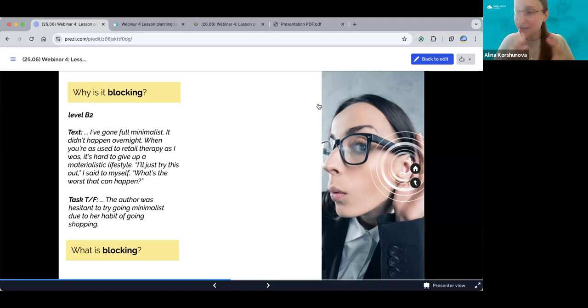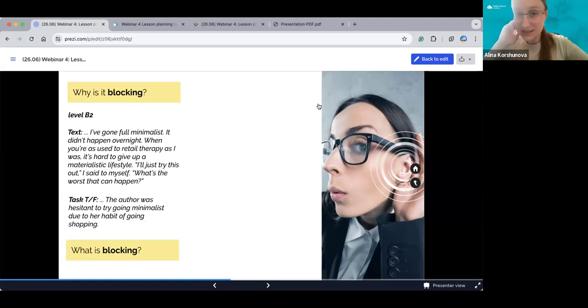So blocking vocabulary, we know that that's vocabulary that we teach before we give our students a text. That's vocabulary that prevents our students from understanding something, from completing the task. So these are some words that they need to be familiar with, that they need to know in order to complete some comprehension tasks.